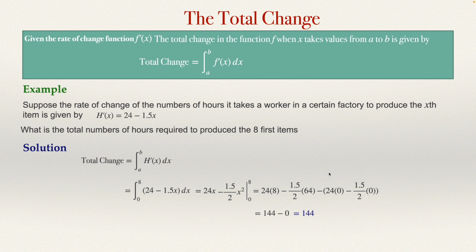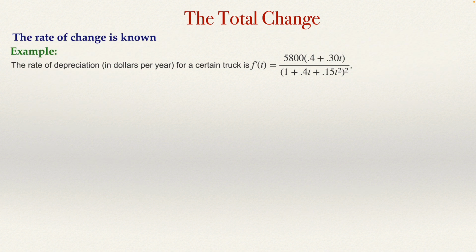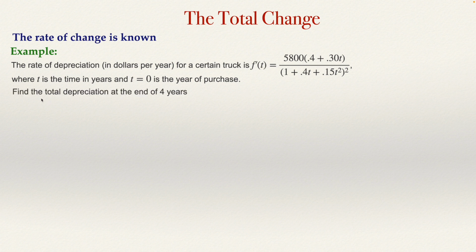Let's make another example. The rate of depreciation in dollars per year for a certain truck is given by this formula, where t is the time in years and t equals 0 is the year of purchase. If we know how long ago the company purchased the truck, you can put the time here and you're going to get the rate of depreciation. And the question is, what is the total depreciation at the end of 4 years? At the end of the 4 years means from year 0 to year 4.